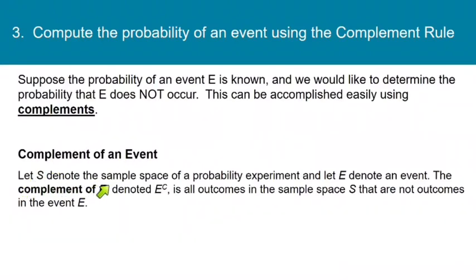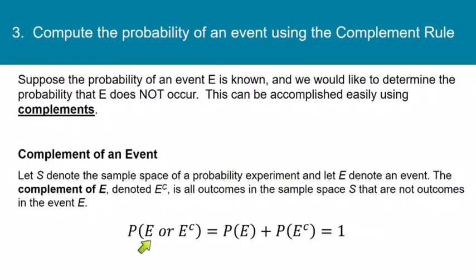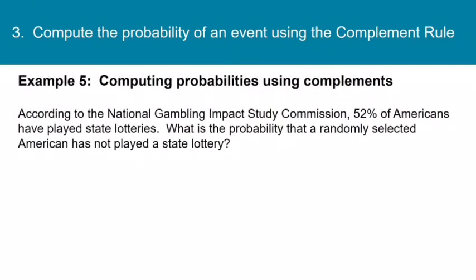Let S denote the sample space of a probability experiment, and let E denote an event. The complement of E, which we write as E superscript C, is all the outcomes in the sample space S that are not outcomes in the event E. In other words, E and the complement of E are mutually exclusive by definition. So the probability of E plus the probability of the complement of E always has to be 1. Whatever outcomes are in the sample space that are not in E make up the complement of E.